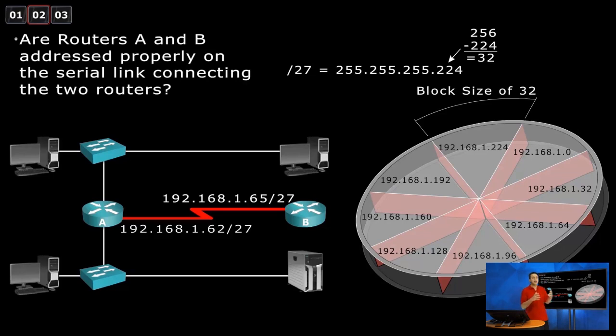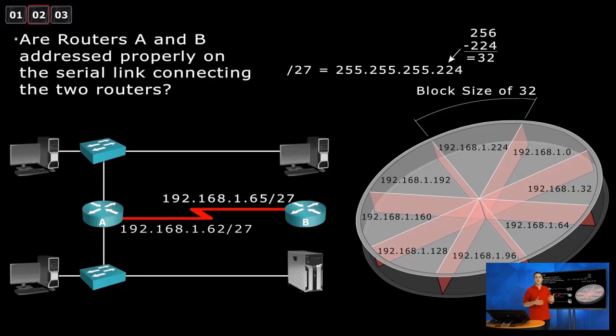So where does .62 live? So go back to router A. Look at router A, 192.168.1.62. Where does that live? Which subnet? Is it in 1.0? No. Is it in 1.32? Yes, it is in 1.32. Because look at the next subnet. The next subnet is 1.64. The next subnet starts at 1.64. That means .62 lives in the .32 subnet.